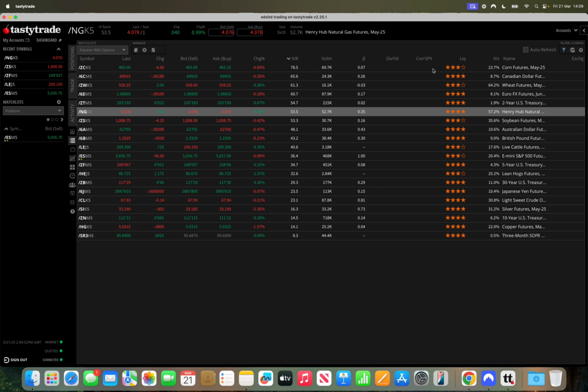Now with futures, everything is typically pretty liquid, so you don't really need to worry too much about the liquidity side of things. You mainly want to just focus on the actual product itself and the IV rank.